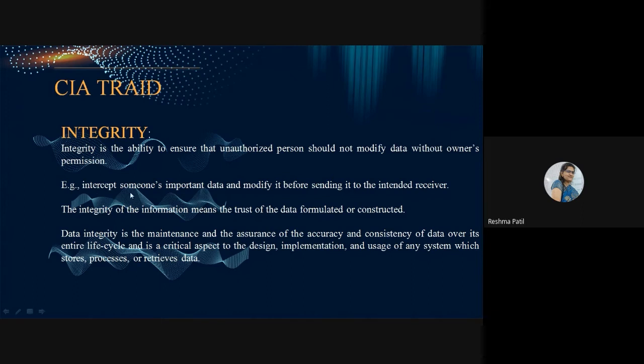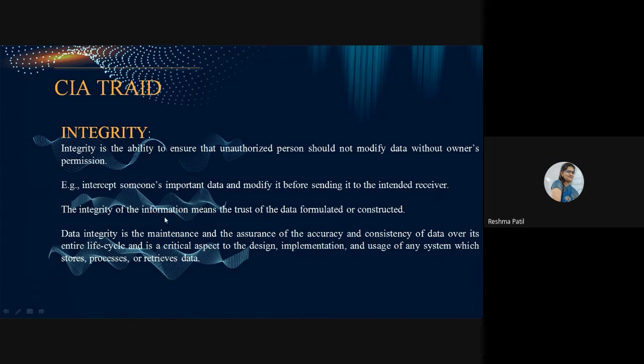For example, intercept someone's important data and modify it before sending it to the intended receiver. If this is done, then we can say that there is a loss of integrity. What sender has to send, receiver is not getting that way. Receiver will get something else, some other message. That is loss of integrity. And what sender wants to send, same thing is received by the receiver, then we can say that there is integrity.